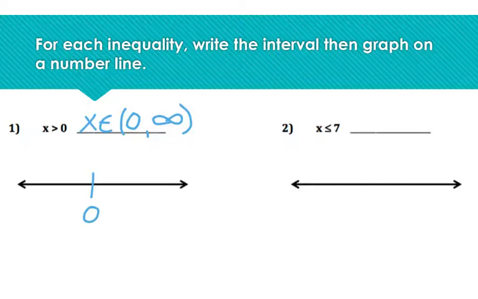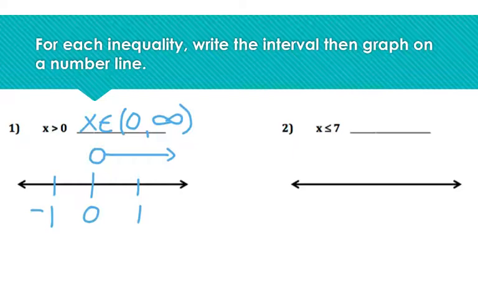So 0 is our middle number. To the right, we have 1. To the left is -1. Since it is a greater than, we're going to do an open circle. And we're going to go to the right, to positive infinity.